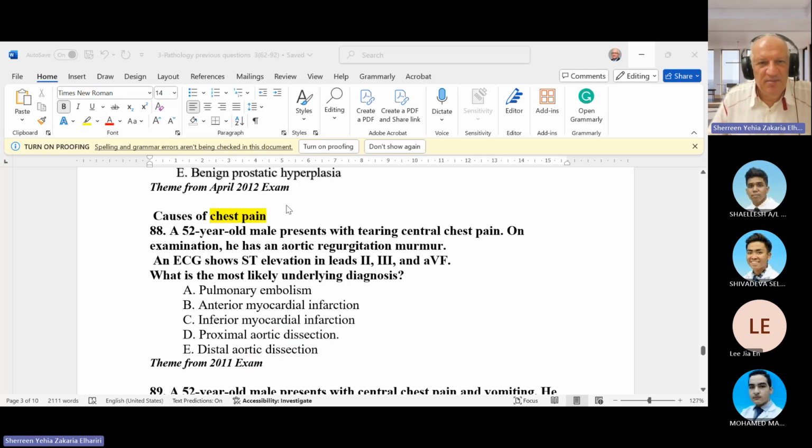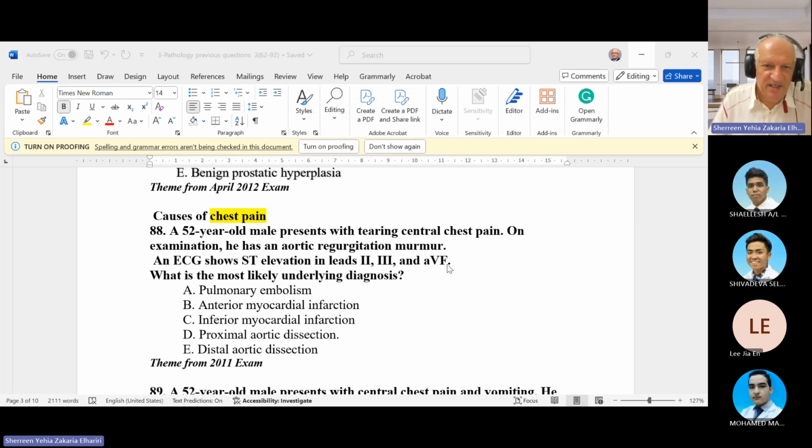Back again, we speak about chest pain. A 52-year-old male presented with tearing central chest pain. Tearing central chest pain is usually associated with aortic aneurysm. On examination, they have an aortic regurgitation murmur, so the murmur mimics aortic regurgitation. ECG shows ST elevation in leads 2, 3, and AF.